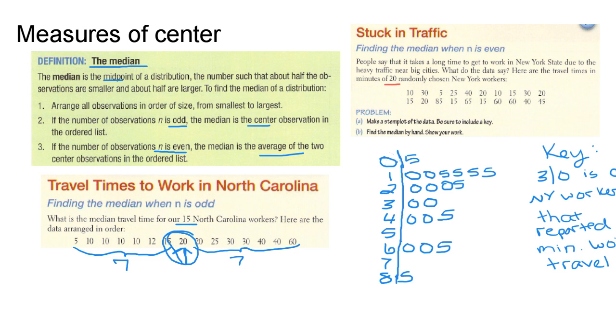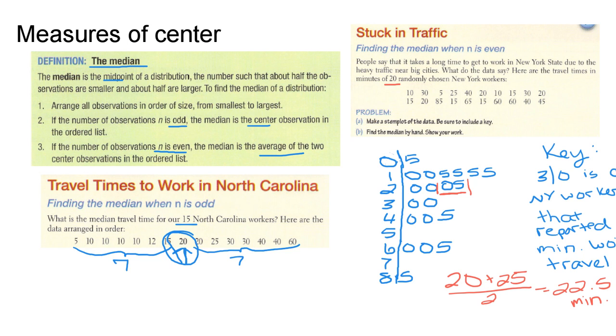So I need to find my center piece, my center 2 pieces of data, because this is an even data set, and I need to average them. 3, 4, 5, 6, 7, 8, 9, 10. Okay, so there are 9 pieces of data in front of here, then 1, 2, 3, 4, 5, 6, 7, 8, 9 pieces after. So these are my center ones. So I have 20 plus 25. If I average those together, I can get my median New York travel time at 22.5 minutes.